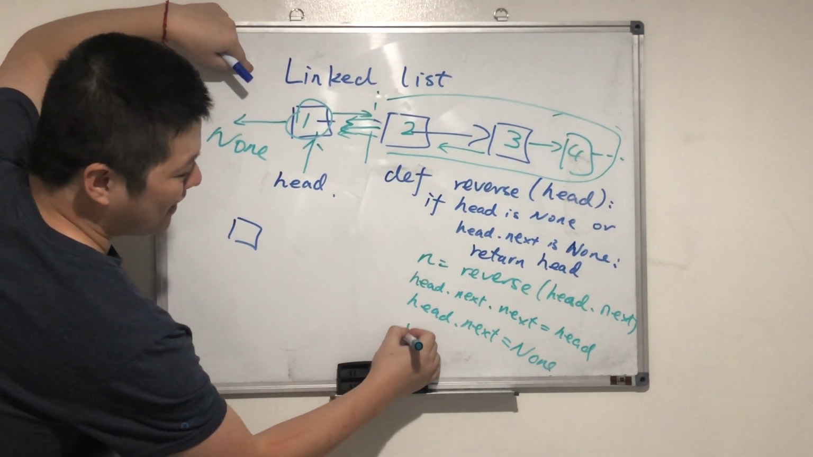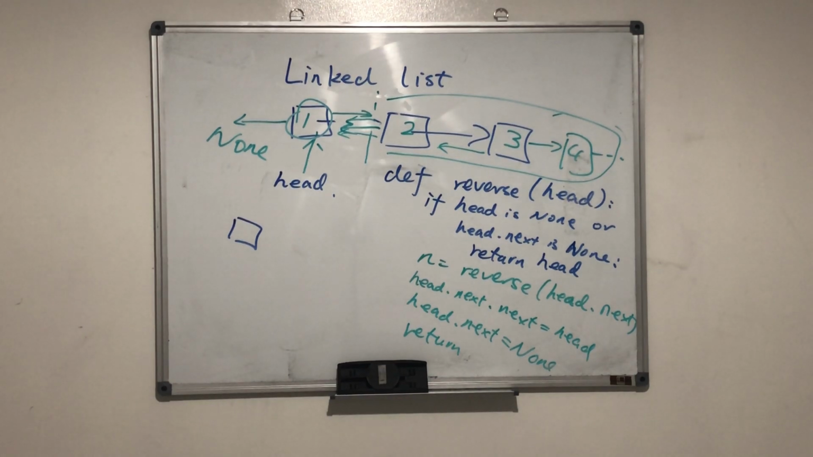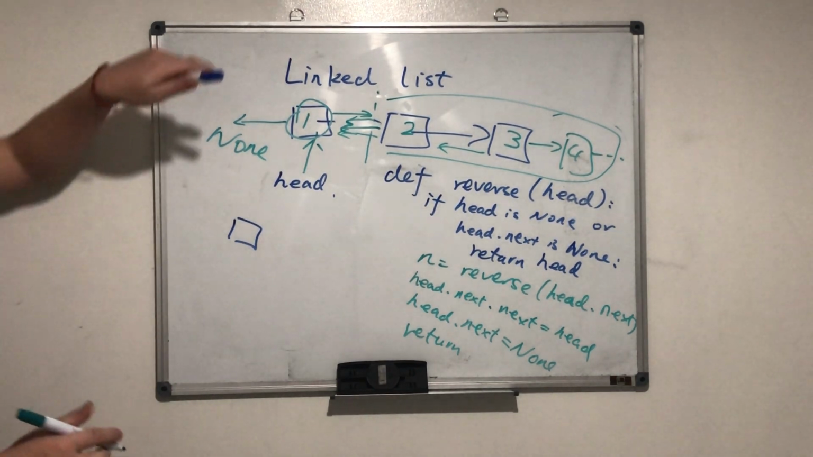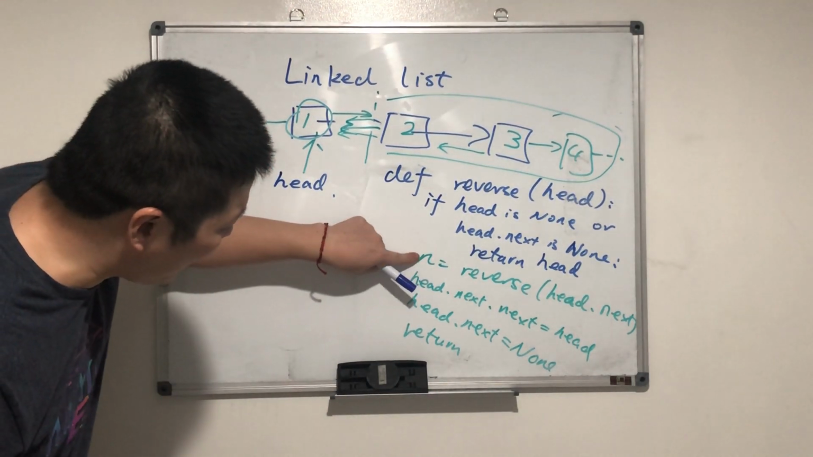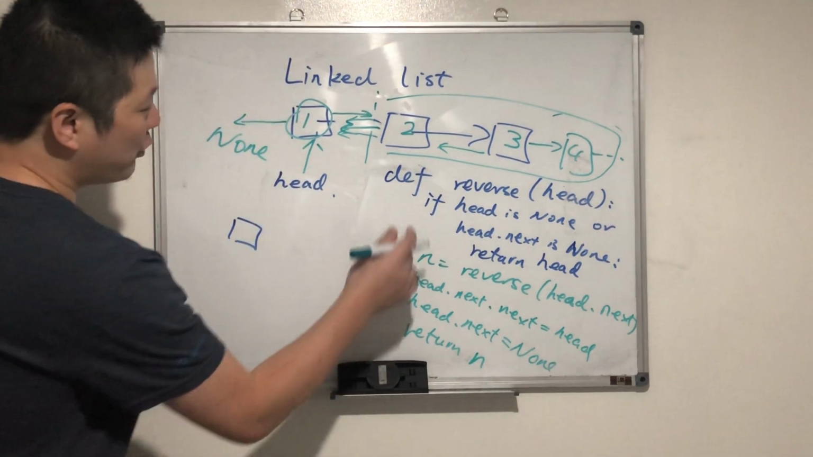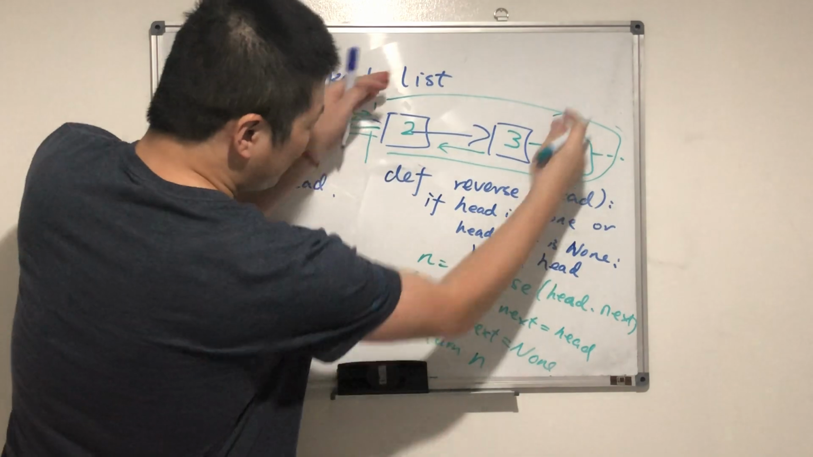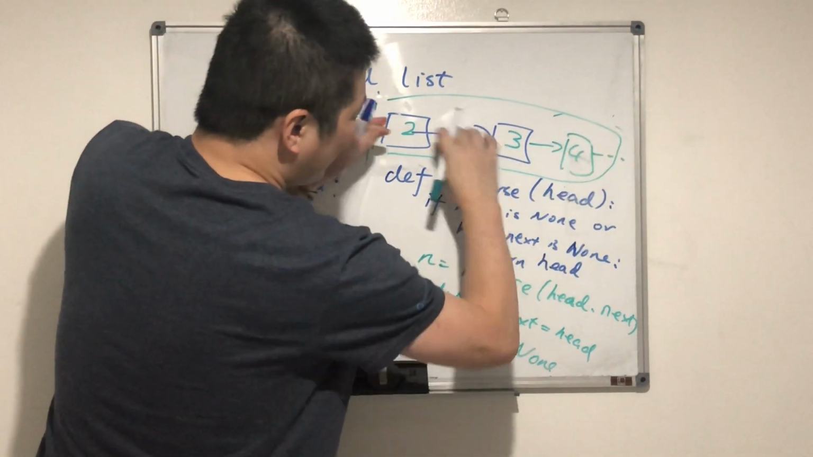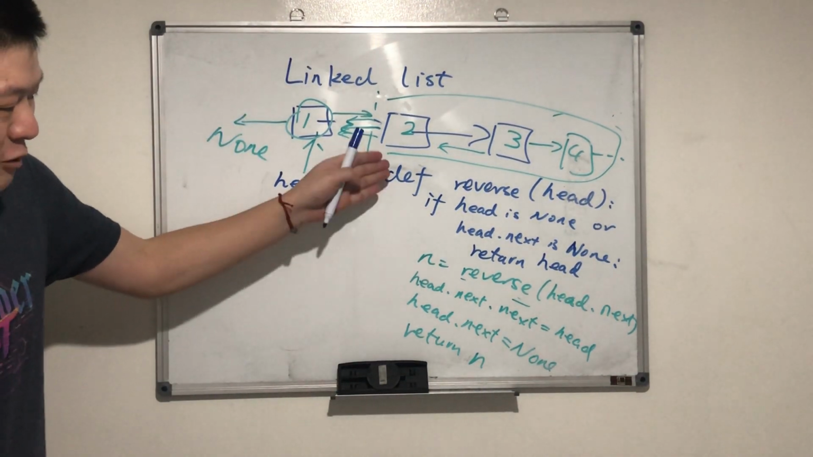And then what should we return? Which node are we returning, n or head? N. Return n, because the new head is somewhere here, in this bit, which is called recursively. So this is the way to reverse it.